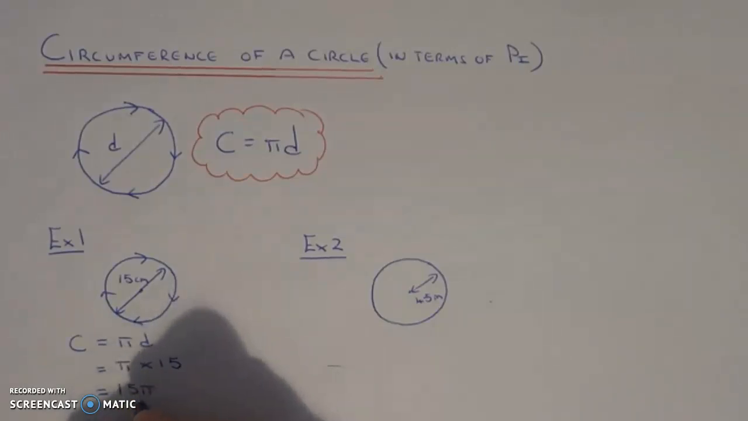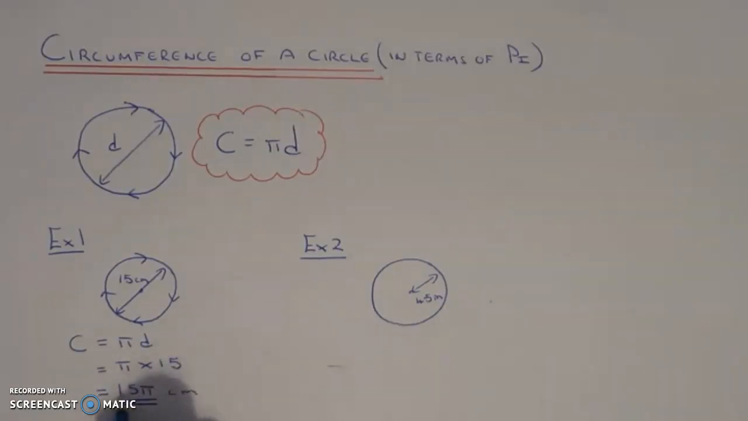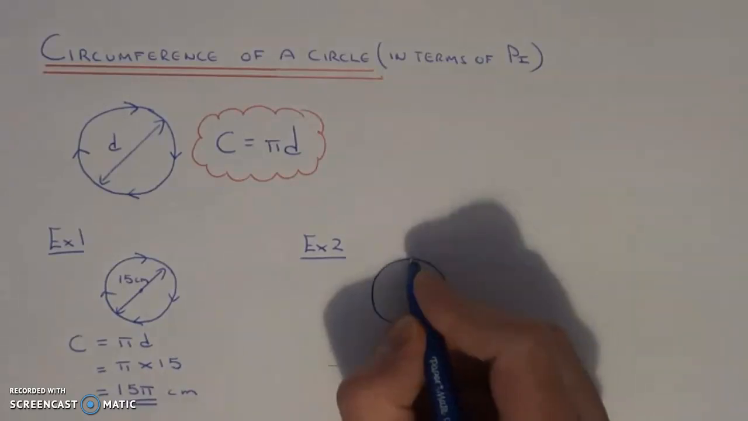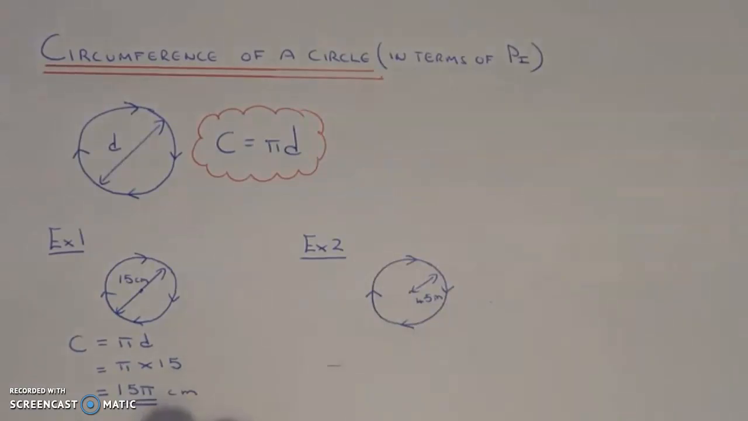If I leave my answer in terms of pi, that means I'm leaving pi in my answer, the symbol pi. So if you are asked a question of leave your answer in terms of pi, that's it, 15 pi. Let's look at this second example.